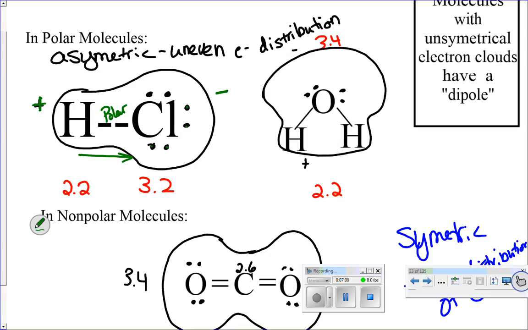Water is another great example. We have a big difference in electronegativity. These bonds right here, polar. The molecule as a whole is also polar because we have a big, bulky electron cloud causing asymmetry around oxygen.